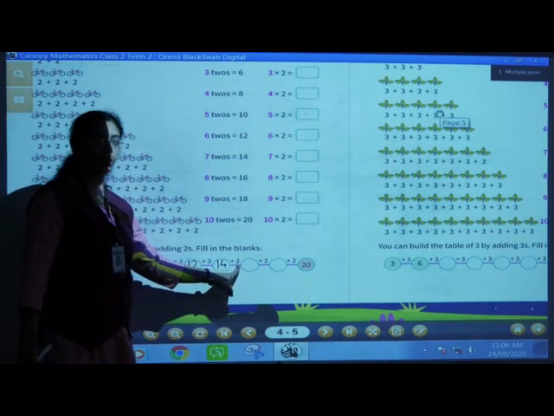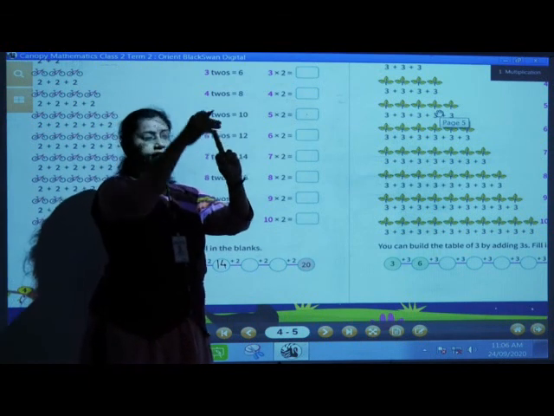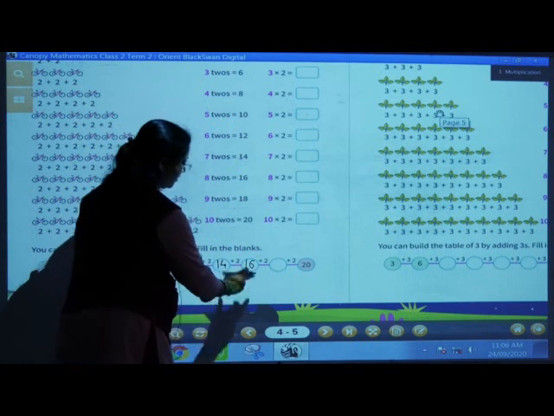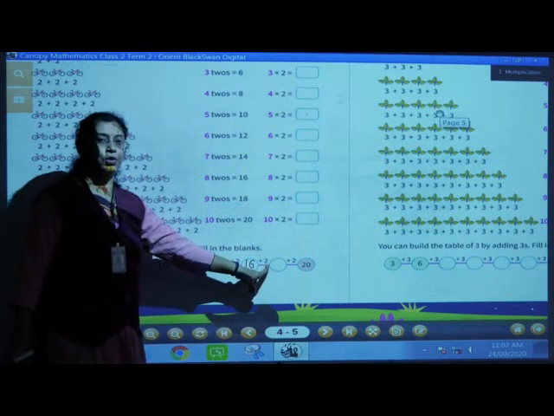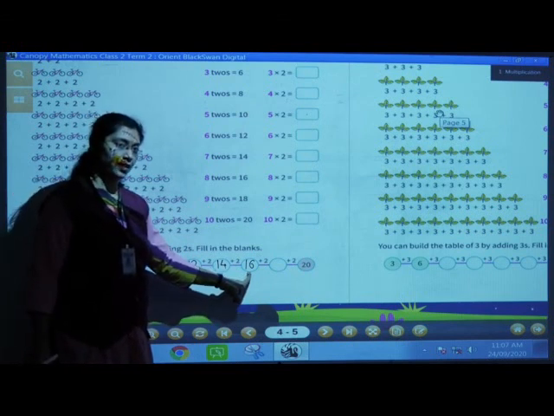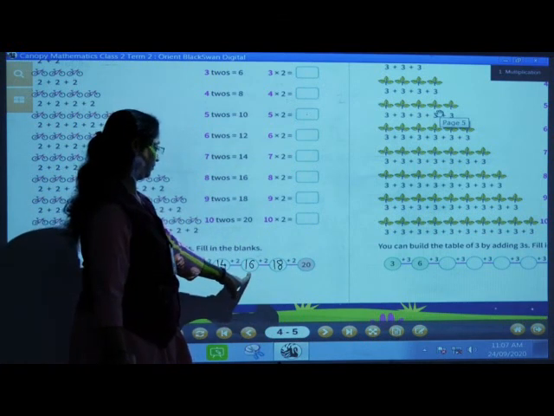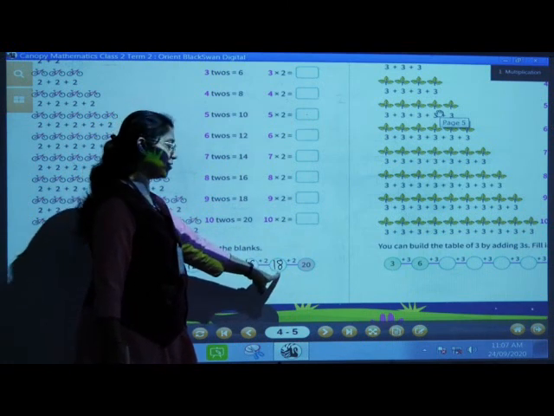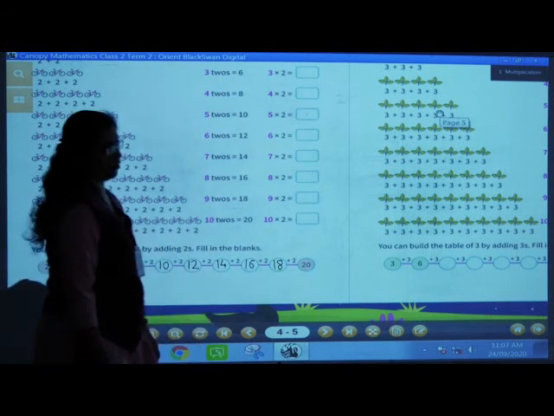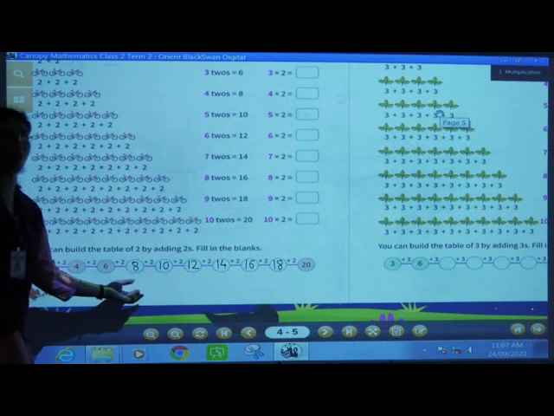Again we have to add these 2 to 14. What will we get? 14, 15, 16. Again we have to add these 2 to this 16. What will we get? Tell me. Correct. 18. And when we add 2 to this 18, we will get 20. This is the table of 2.